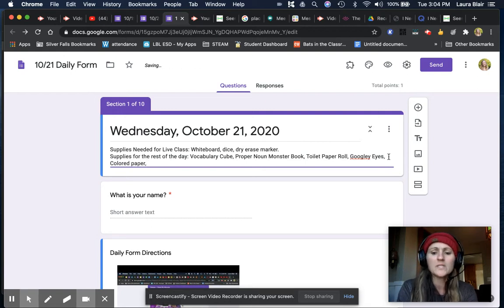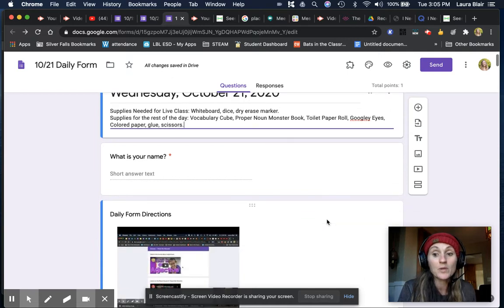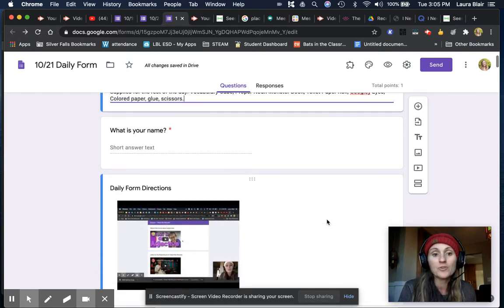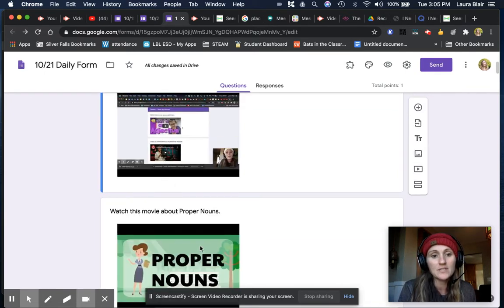Paper, glue, scissors, and maybe some stuff out of that craft bag I gave you guys. Okay, depending on what you want your monster to look like, because we're gonna make a toilet paper monster craft today. All right, so make sure you put your name right here, and you're watching these directions.